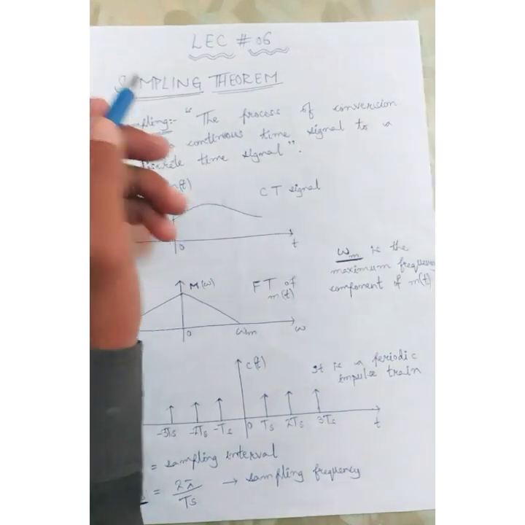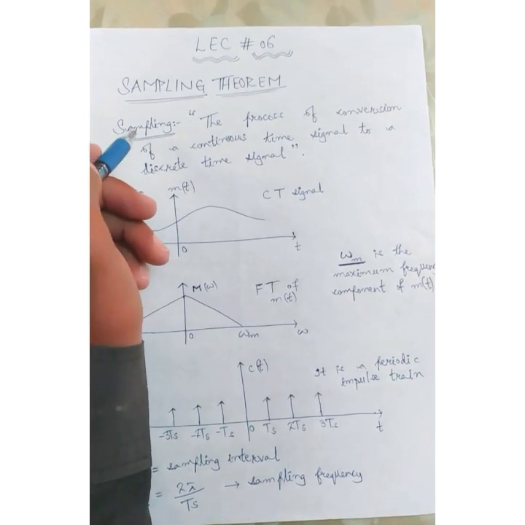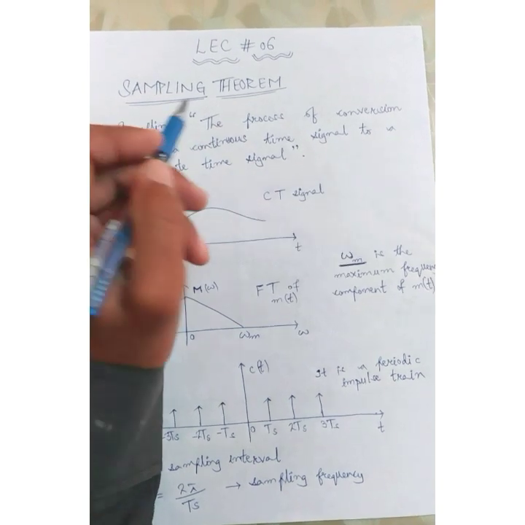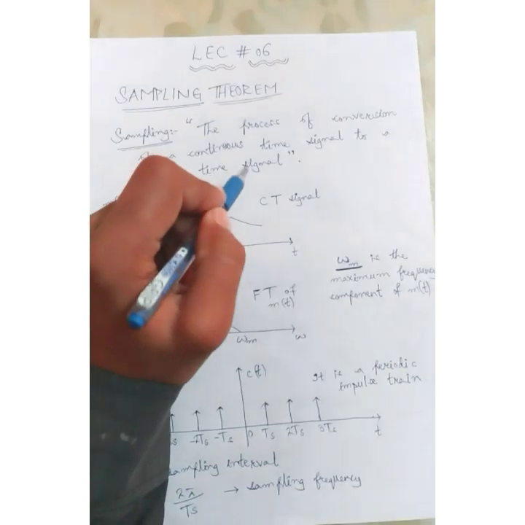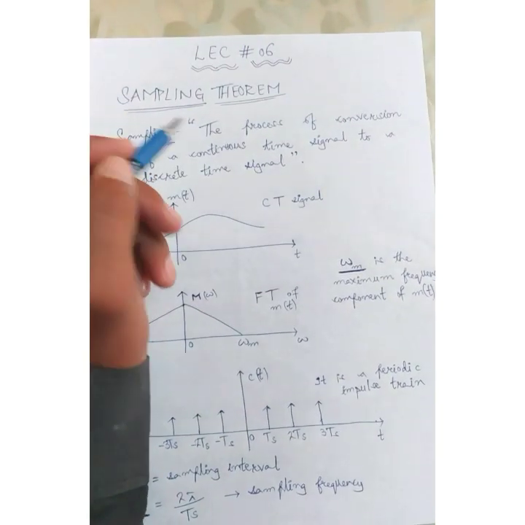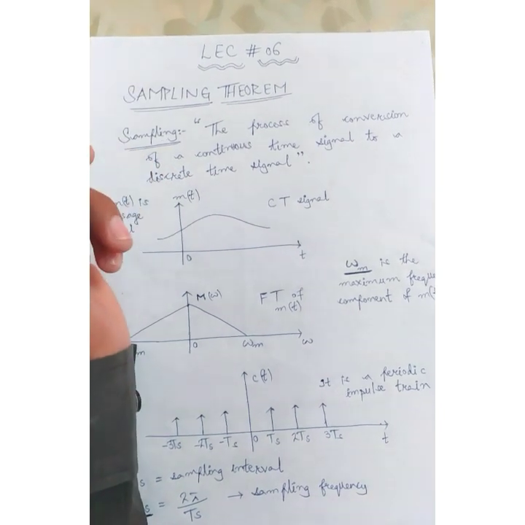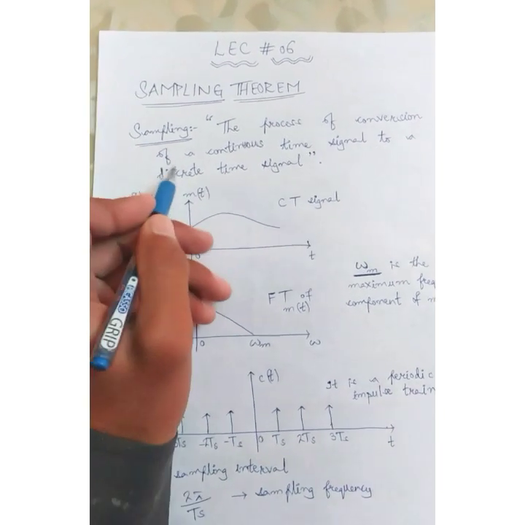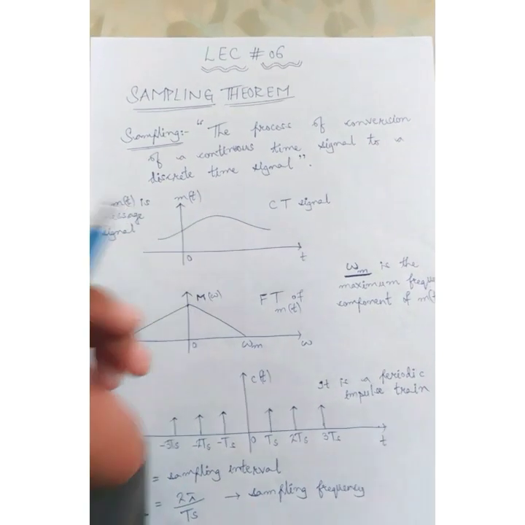Today is lecture number 6 and the topic of discussion would be the sampling theorem. First of all, looking at the definition of sampling. Sampling is the process of conversion of a continuous time signal to a discrete time signal. For instance, if we have a continuous signal and we want to convert it into a discrete time signal, the process to achieve this kind of result would be known as sampling.